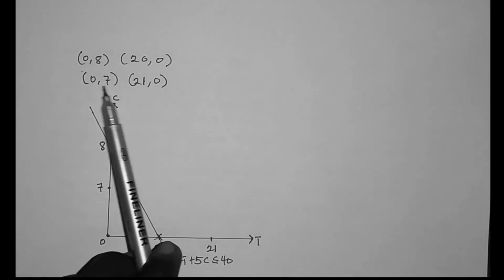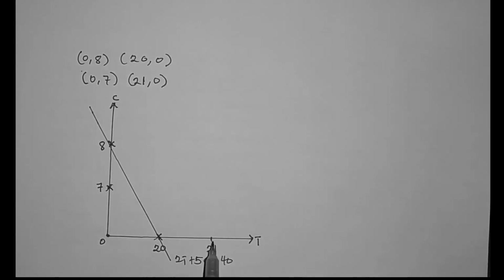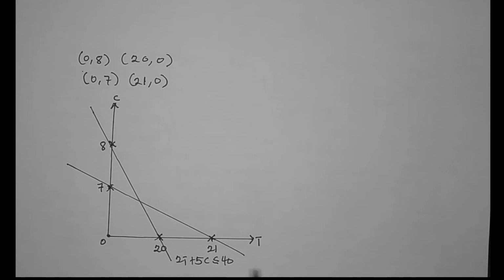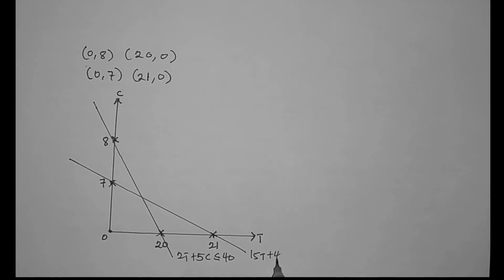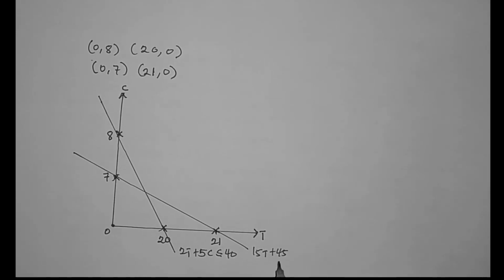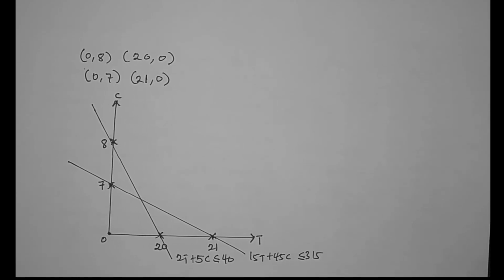Now let's come to this side, which is 0, 7, and the next one is 21, 0. So let's join the 2 points. Having joined them, this is the line for the constraint 15T plus 45C is less than or equal to 315. So let's then find the required region. Now let's take a point here.